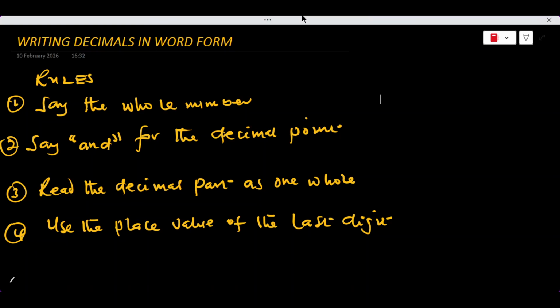Today we'll be writing decimals in word form. But before we dive in to look at some examples, I want us to understand the following rules.